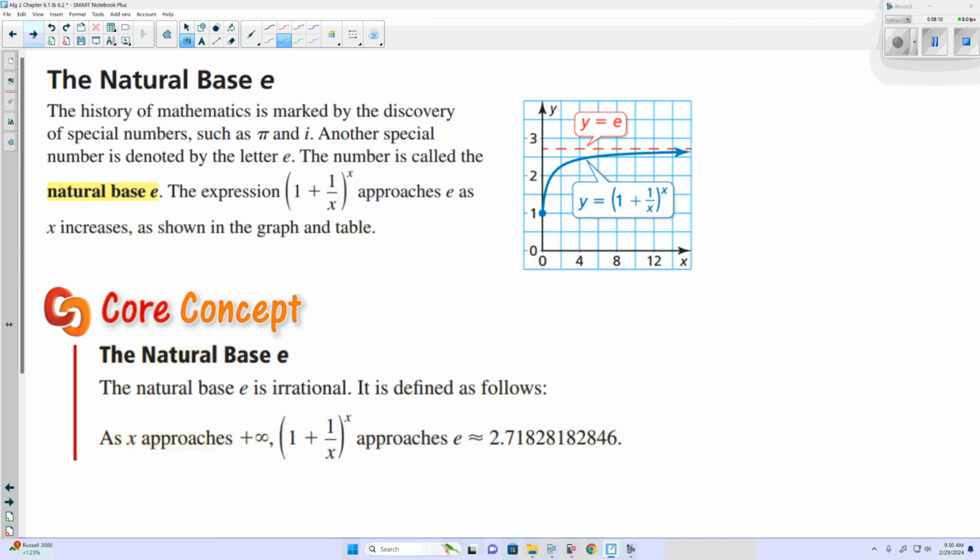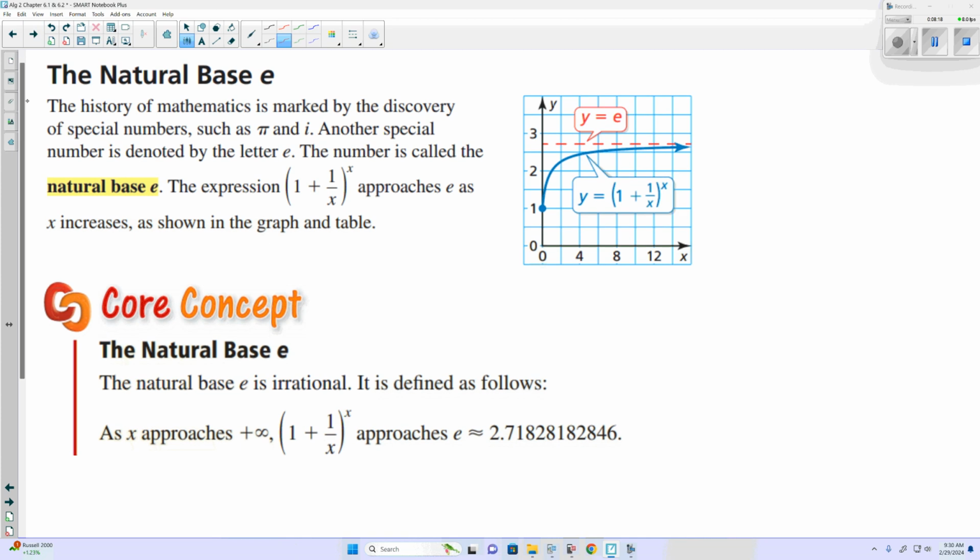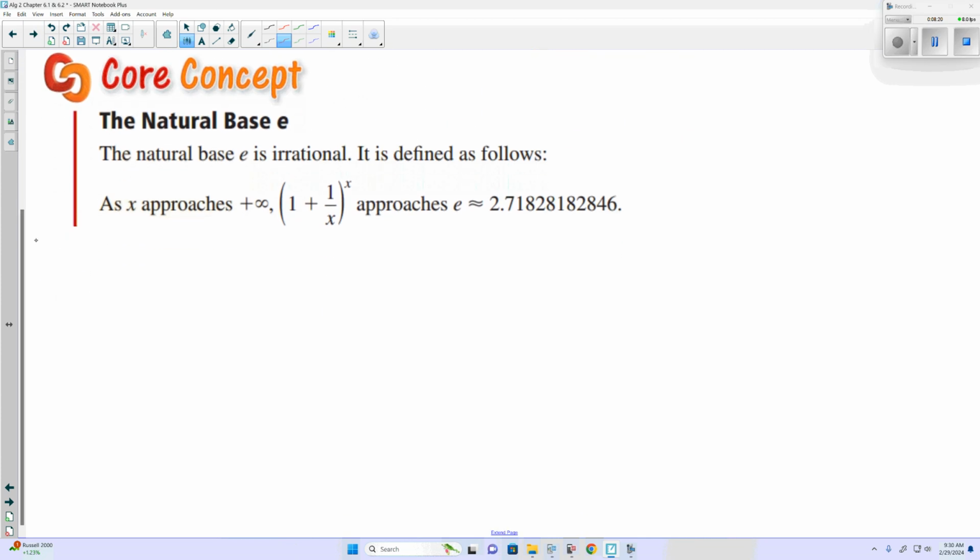Now we have one other term. It's called the natural base e. It's an irrational number like pi. Now with e, so let's look at this here, natural base e. So e is approximately 2.71828182846. And that's just an approximation. Just like pi, we can't get to its actual value.